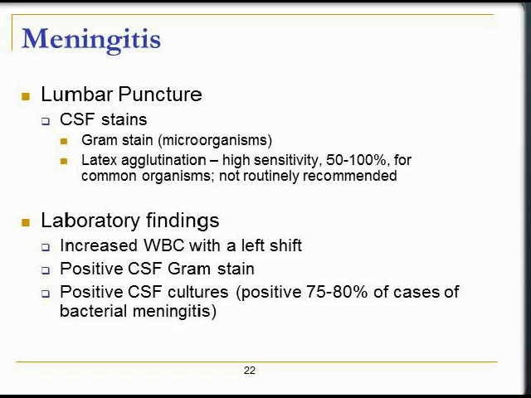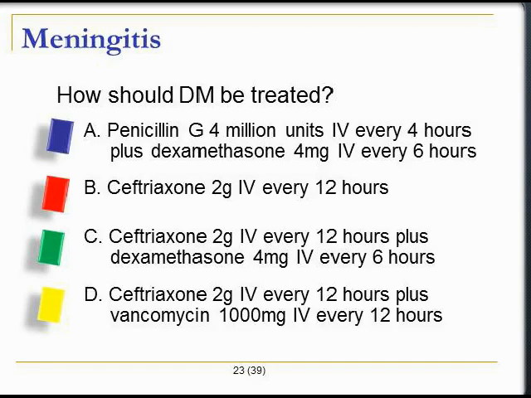You should always do a gram stain, obviously, with CSF samples, and you can also do latex agglutination. Some institutions do that, especially in kids. Others do not. And all of the lab findings, you can see there, he had an increased white cell count with a left shift, positive gram stain, positive CSF cultures. So how should DM be treated? With penicillin plus dexamethasone, ceftriaxone alone, ceftriaxone plus dexamethasone, or ceftriaxone plus vancomycin.